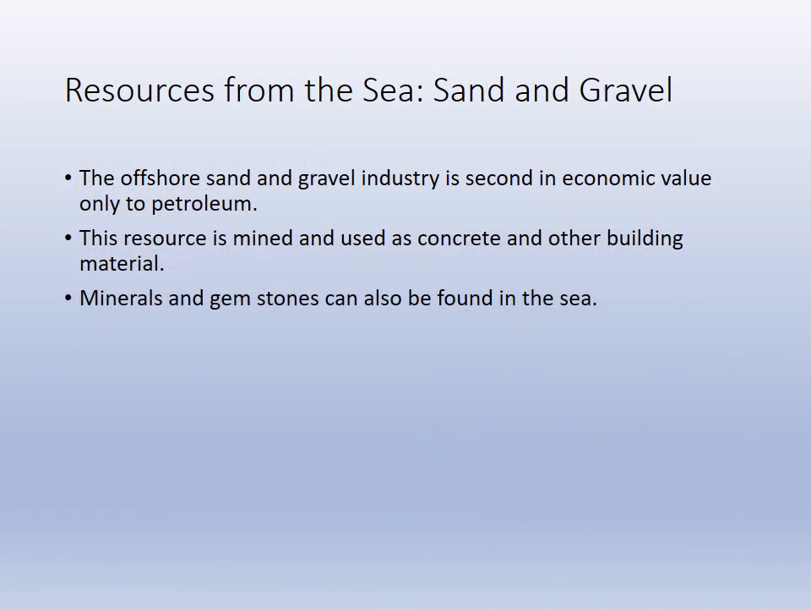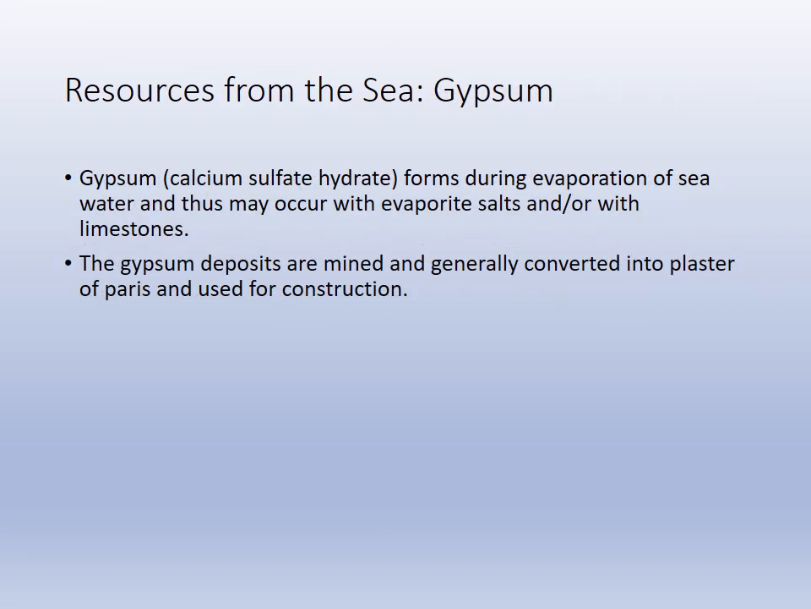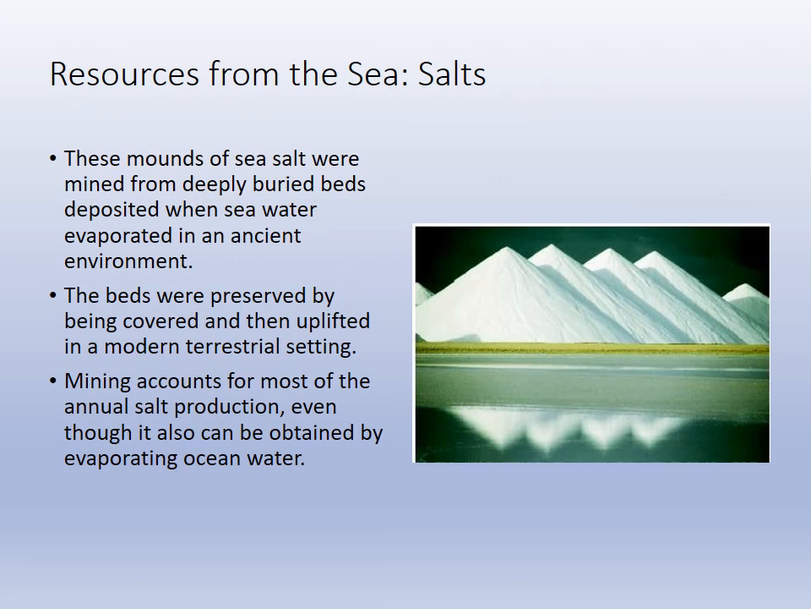Of course, we also mine the ocean for sand and gravel and even limestone. Gypsum, we have gypsum mined here in Florida from evaporites. We use that in the plaster. So gypsum is another important mineral that we get from oceanic influence. Of course, salts. Now, pulling salt from water takes a lot of energy, so we generally mine salt that is left from ancient oceans.